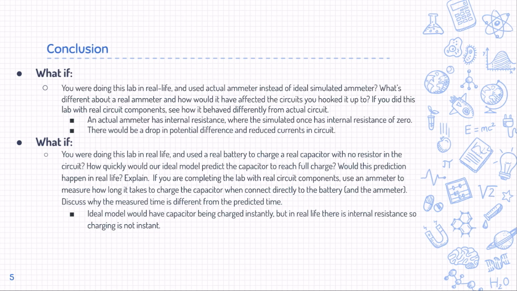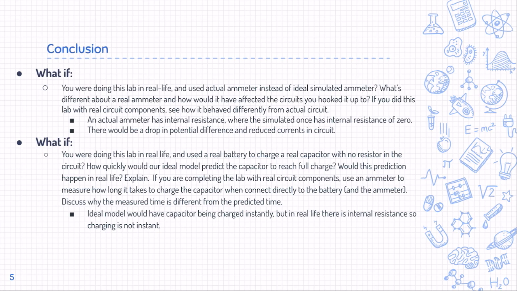So in this case, we know that an actual ammeter has internal resistance, so the internal resistance isn't equal to zero, whereas the simulated one has an internal resistance of zero, meaning that we would see those flat portions with no potential difference, like in the series circuit. There would also be a drop in potential difference and reduced currents in a circuit setup like we saw on the second slide.